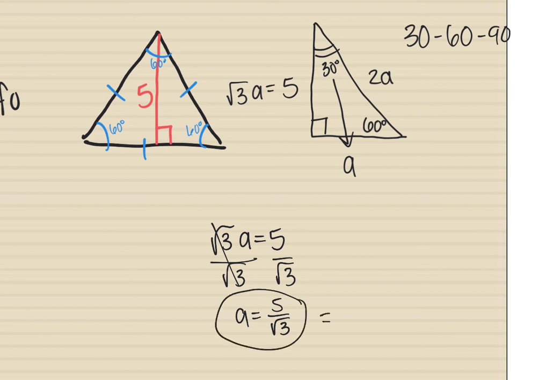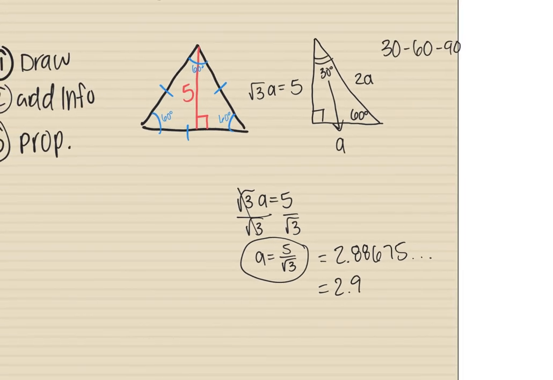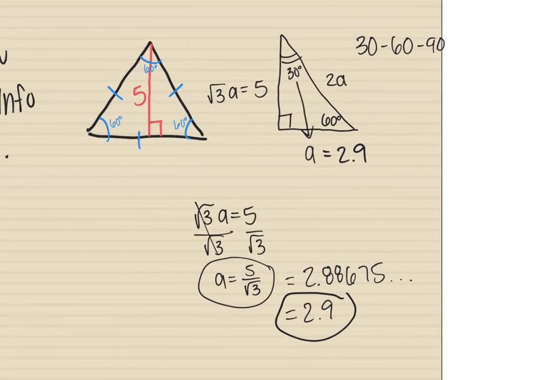And in your calculator, plug it in. 5 divided by the square root of 3. 2.88675... which rounds to 2.9. Okay? So we know A is going to be 2.9. And we're trying to find the perimeter. Well, if A is 2.9, how do we find the perimeter of this triangle?